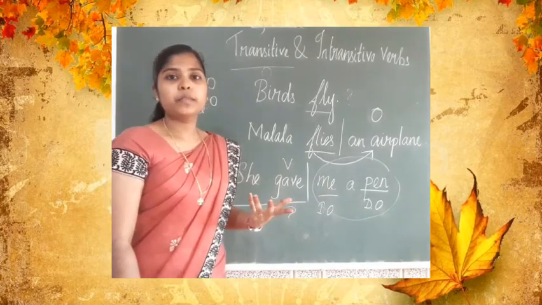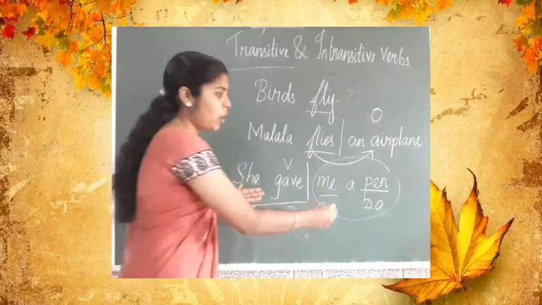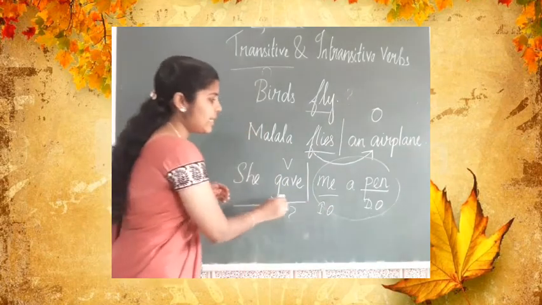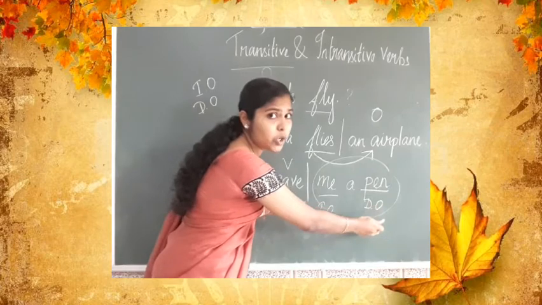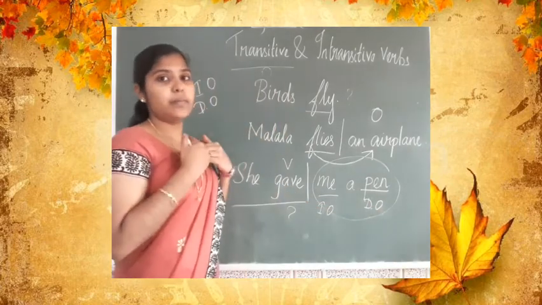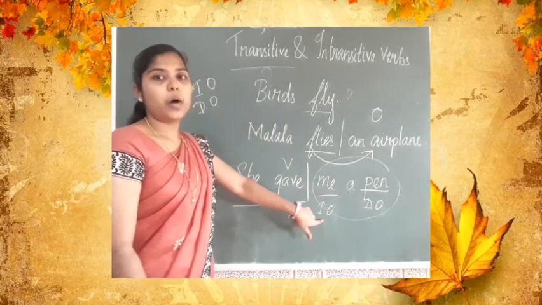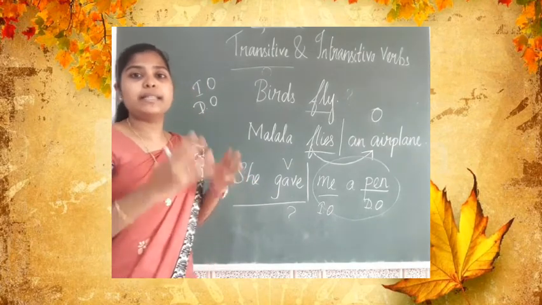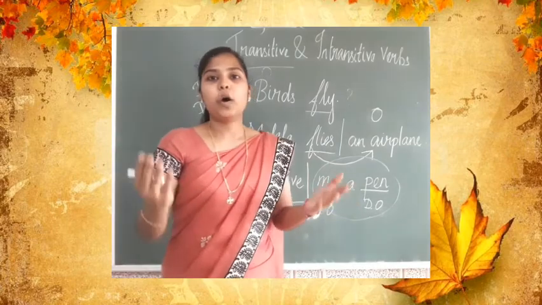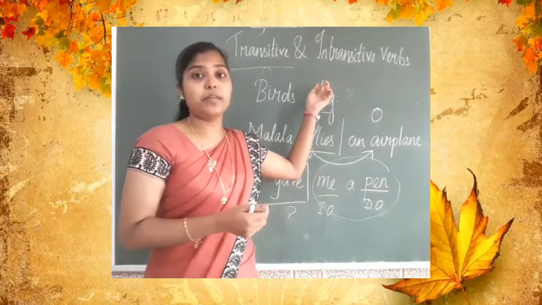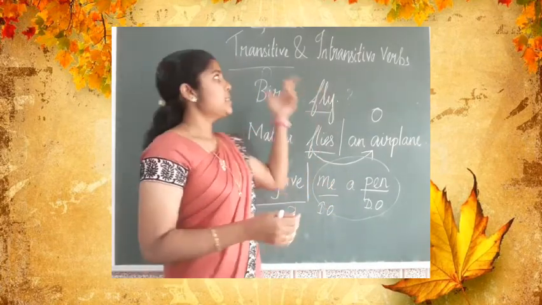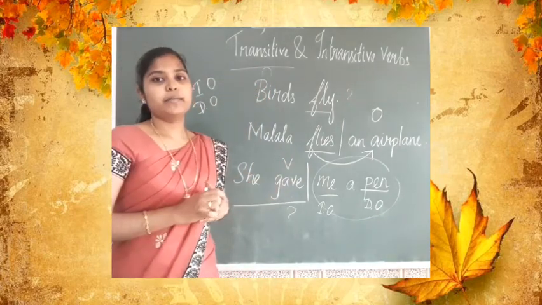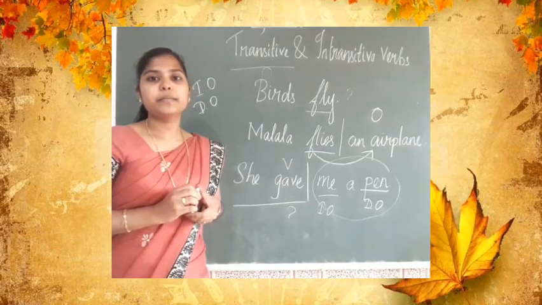And here we added another object. To whom? To me. So this object is divided into indirect object and direct object. She gave a pen. This is the direct object, and to whom? To me. So that is the indirect object. Is that clear? Intransitive verbs don't need any object, but transitive verbs need an object for their completion. Is that clear, students? Okay.